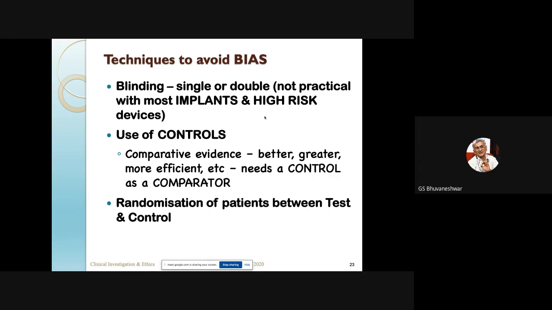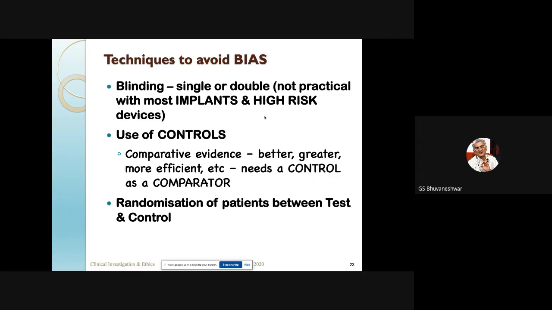Sometimes it's unethical to hide from the patient what device is being given. If you look at a heart valve, for example, or a hip implant, you can't tell the patient, you may get the test device or you may get a control device. That becomes unethical because the patient has to understand the risks fully, and it's something that affects him for life. So there's a big challenge with devices. Blinding can be troublesome. Blinding can be there in other studies, in therapy, in in vitro diagnostic studies, or some of the low-risk devices. It's still possible.